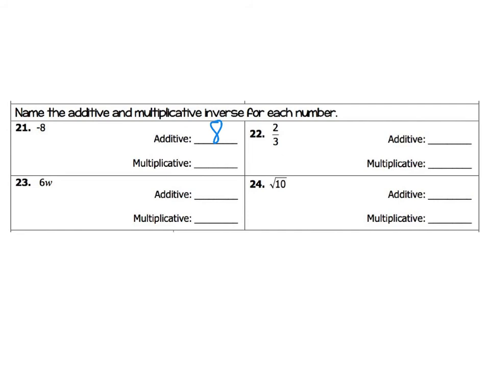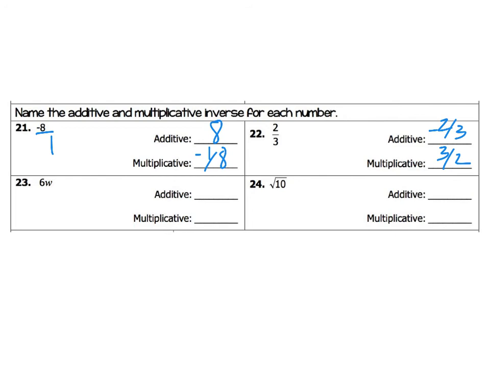The multiplicative inverse is when we put it underneath 1, right? We flip it. So right now this is negative 8 over 1, right? So we flip it and it becomes negative 1/8. Number 22, the additive inverse, change the sign, so it becomes negative 2/3. Multiplicative inverse, flip it, so 3 over 2.